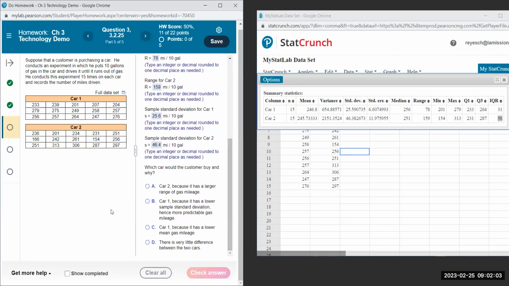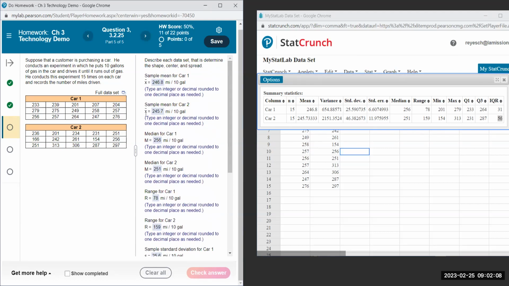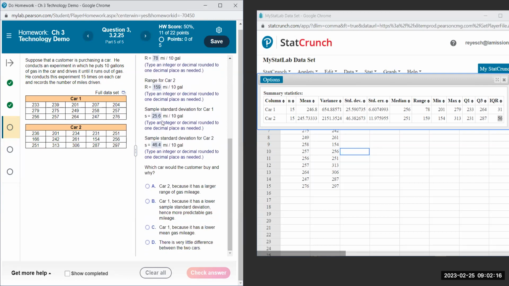Okay, so now, if I had just based it on the mean, I wouldn't really say that there's a significant difference, or even in the median, maybe a little bit, car 1 a little bit. But now analyzing all these other numbers of what it typically deviates by, it would make more sense to choose one car versus the other. So let's see what the choices are here. There's very little difference between the two cars.